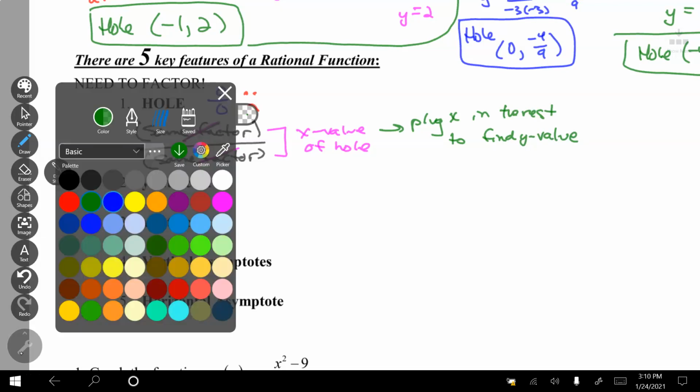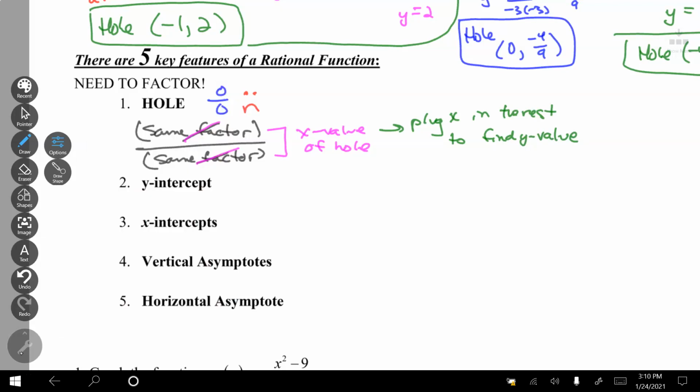After that, we still have the same rules as before. My y-intercept is when x equals 0. My x-intercept is when the numerator is equal to 0. My VAs are when my denominator is equal to 0, and my horizontal asymptote is still leading term over leading term. That has not changed. So we're going to do the same graphs that we did yesterday, except we're going to do this fifth feature, finding the hole in the graph, and probably doing that first.